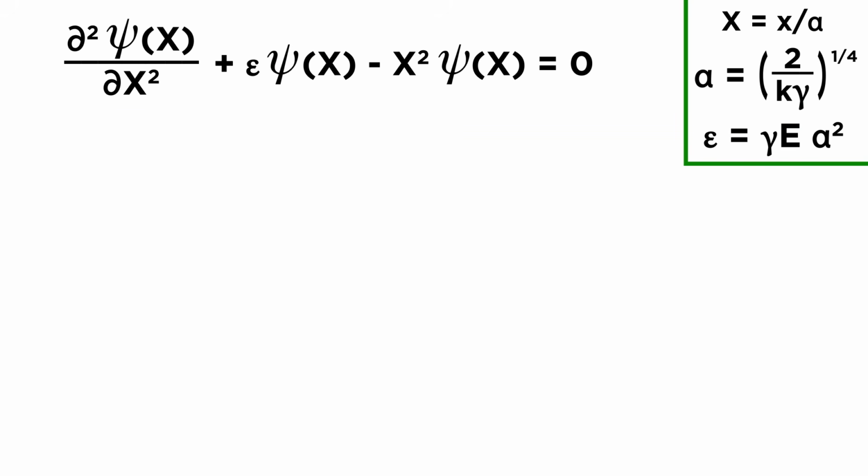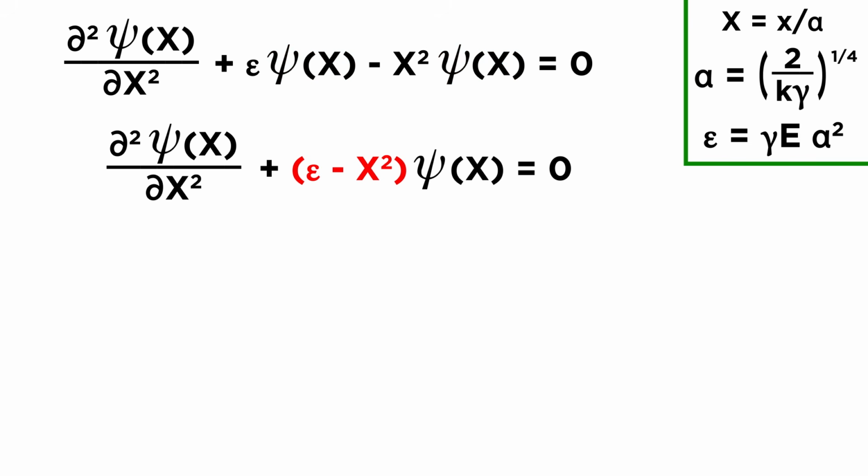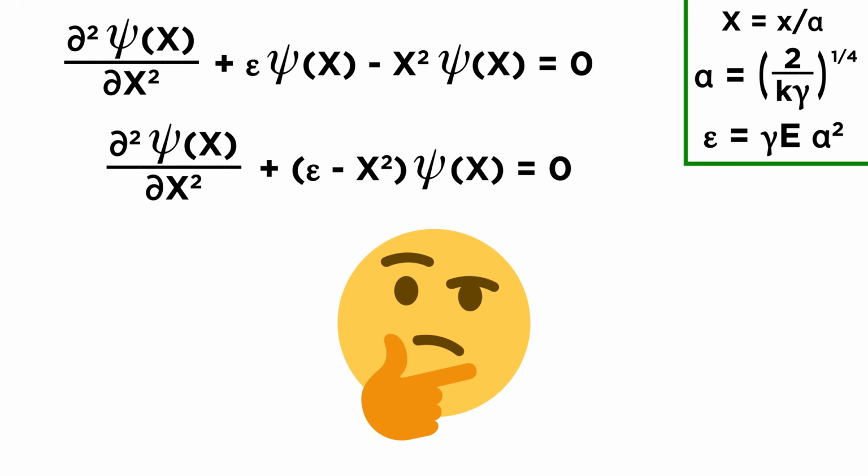And with that, we have simplified the Schrödinger equation to this more manageable form. Now let's go ahead and write this slightly differently. Let's factor ψ(X) out of the second and third terms, which gives us this parenthetical, ε minus X squared, times ψ(X). Now to solve this, we can look at some limiting cases to infer partial solutions, and from there we can generalize to get full solutions of the equation.